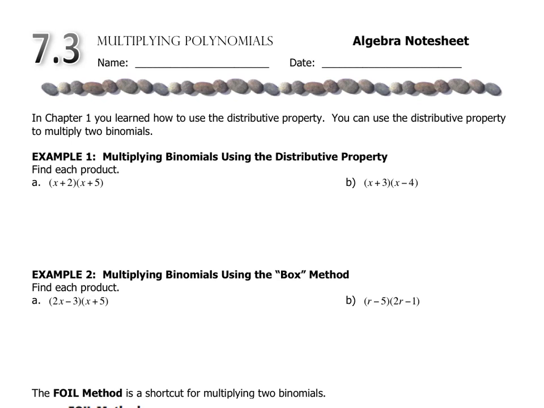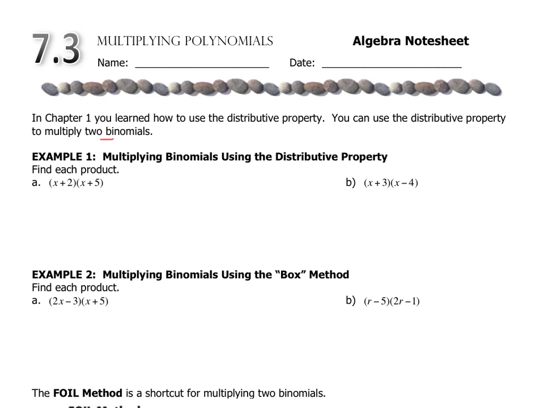Today we're going to talk about multiplying our polynomials. In 7.2 we talked about how to add and subtract them. Today we're going to talk about how we multiply them. Back in chapter 1 we learned how to use the distributive property, and with our polynomials we can use that distributive property again to multiply two different binomials. Remember, binomial refers to a polynomial with two terms.